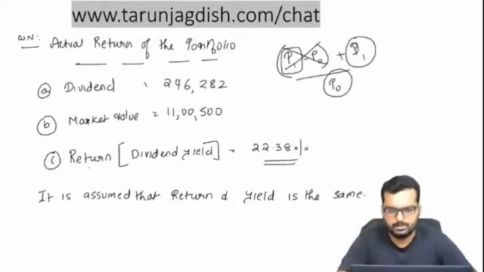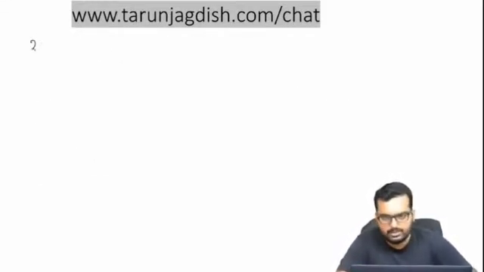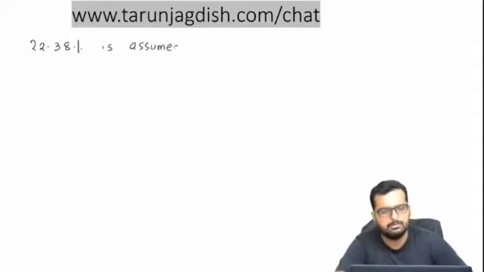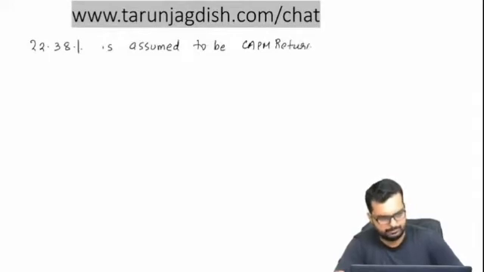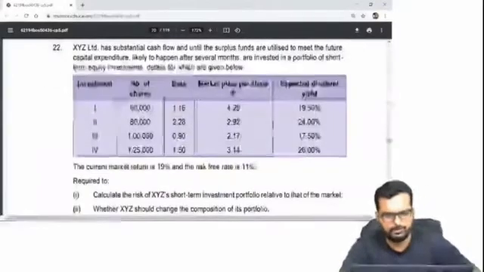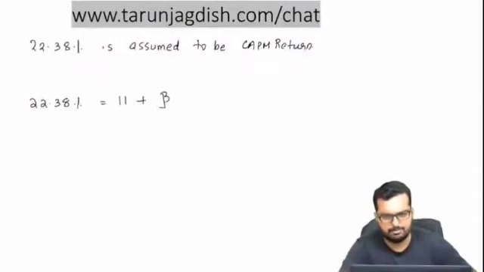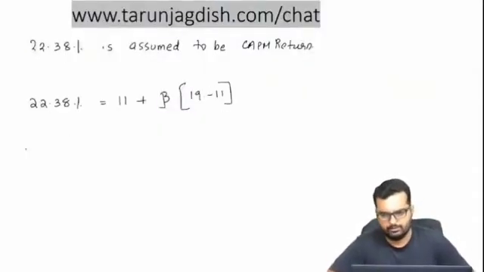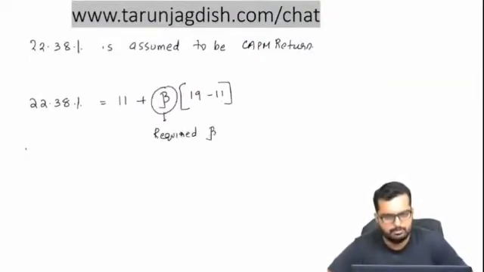Alright friends, I believe you have put up till here. After they did this, they are assuming that 22.38%, the answer we have got, is the CAPM return. From this, they made a formula. 22.38% is equal to RF. Have they given RF in the question? How much is RF? 11 plus some beta into RM, which is given as 19 minus 11. From this, beta is what they are calling the required beta.